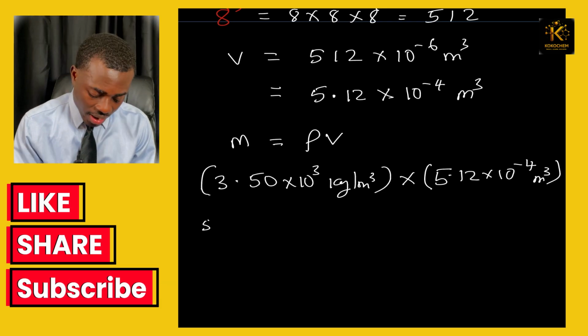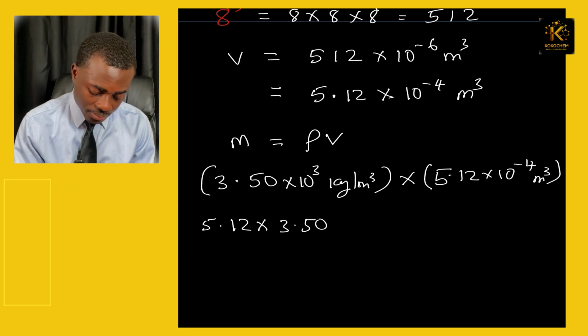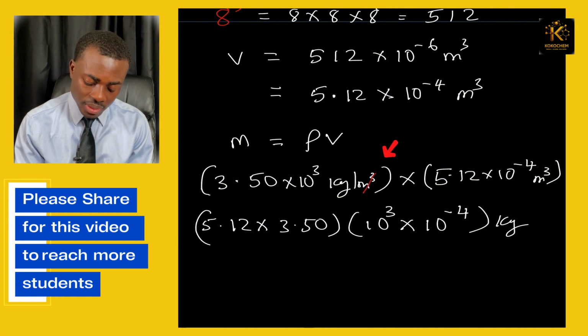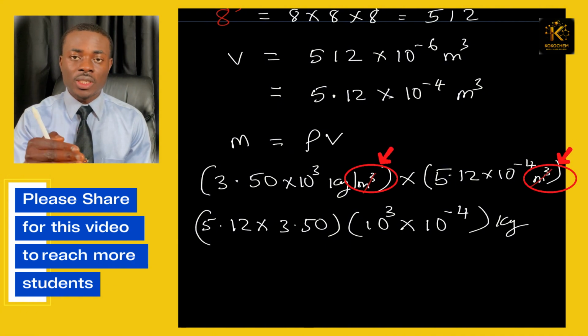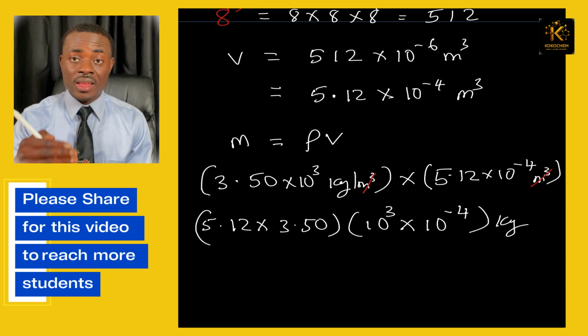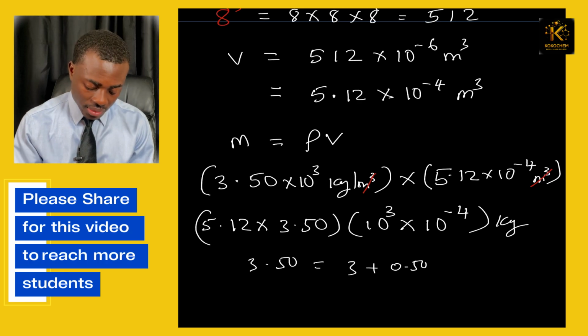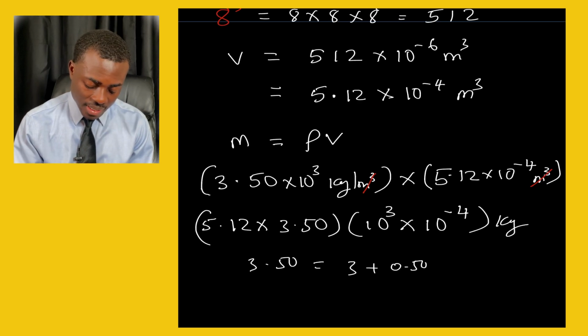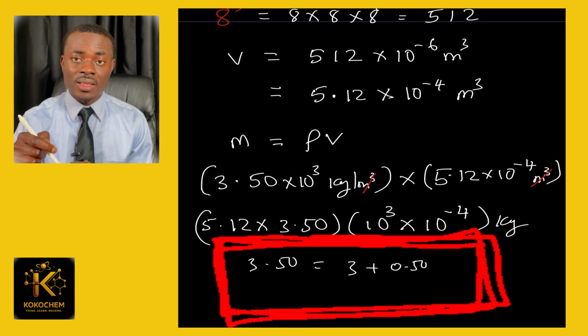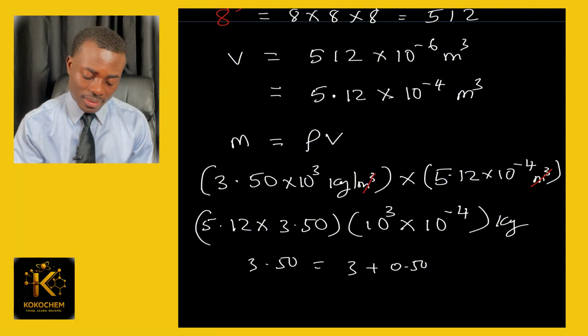So I'll just write 5.12 times 3.50 open bracket 10 exponent 3 times 10 exponent negative 4 kilograms. Remember that meter cubed will cancel meter cubed, so we don't have a problem over that. The unit for mass in this question should be kilograms. With this we can further break it down and say 3.50 is simply 3 plus 0.50, because if you do it this way, the numbers become very small for you to multiply.